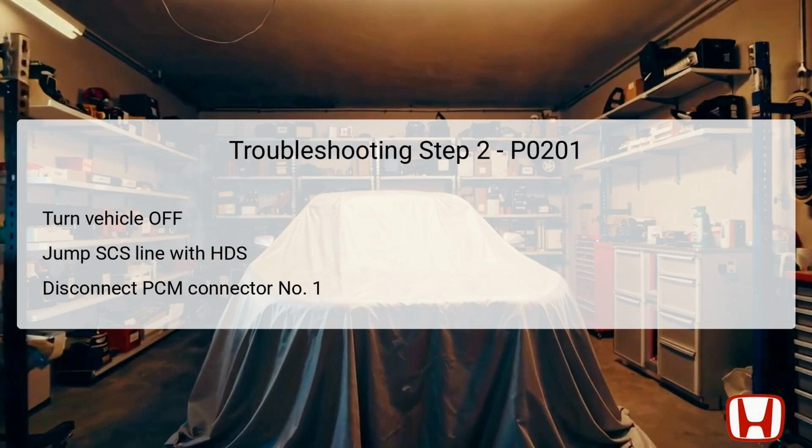In the second troubleshooting step for DTC P0201, ensure that the vehicle is turned off and in the lock mode. The next action involves jumping the SCS line using the HDS, which helps access diagnostic modes. You will then need to wait for more than 1 minute after executing this procedure.